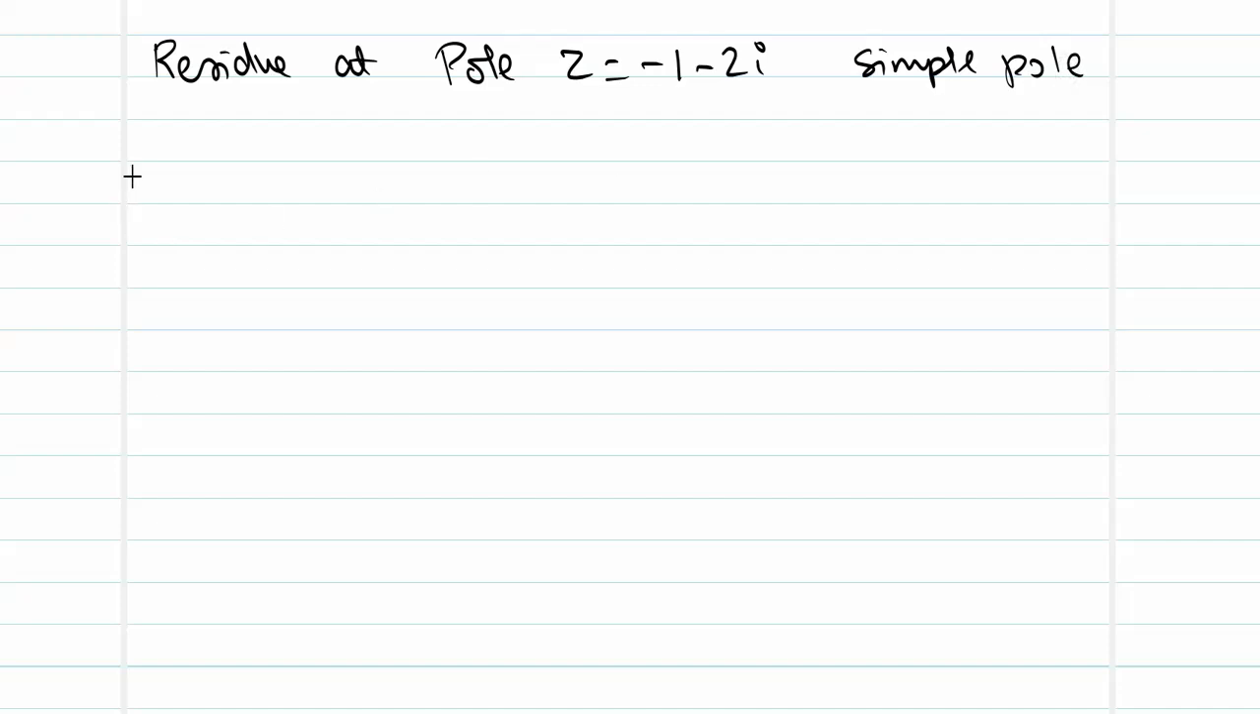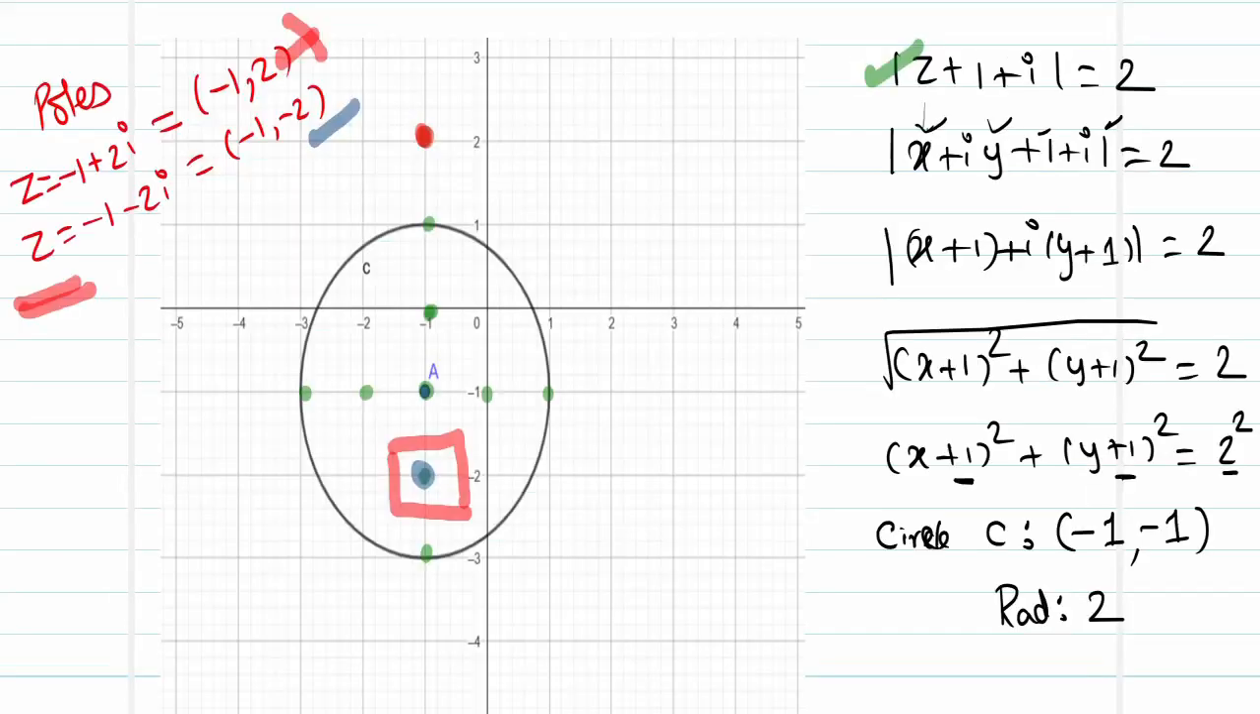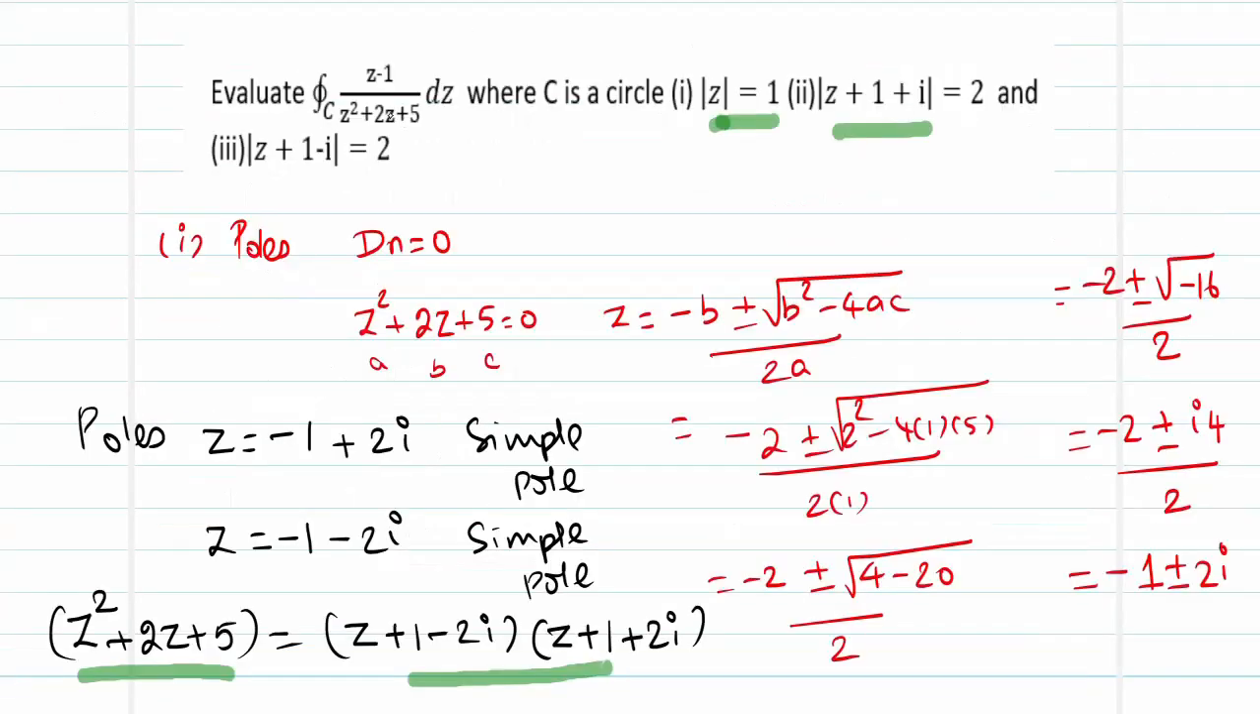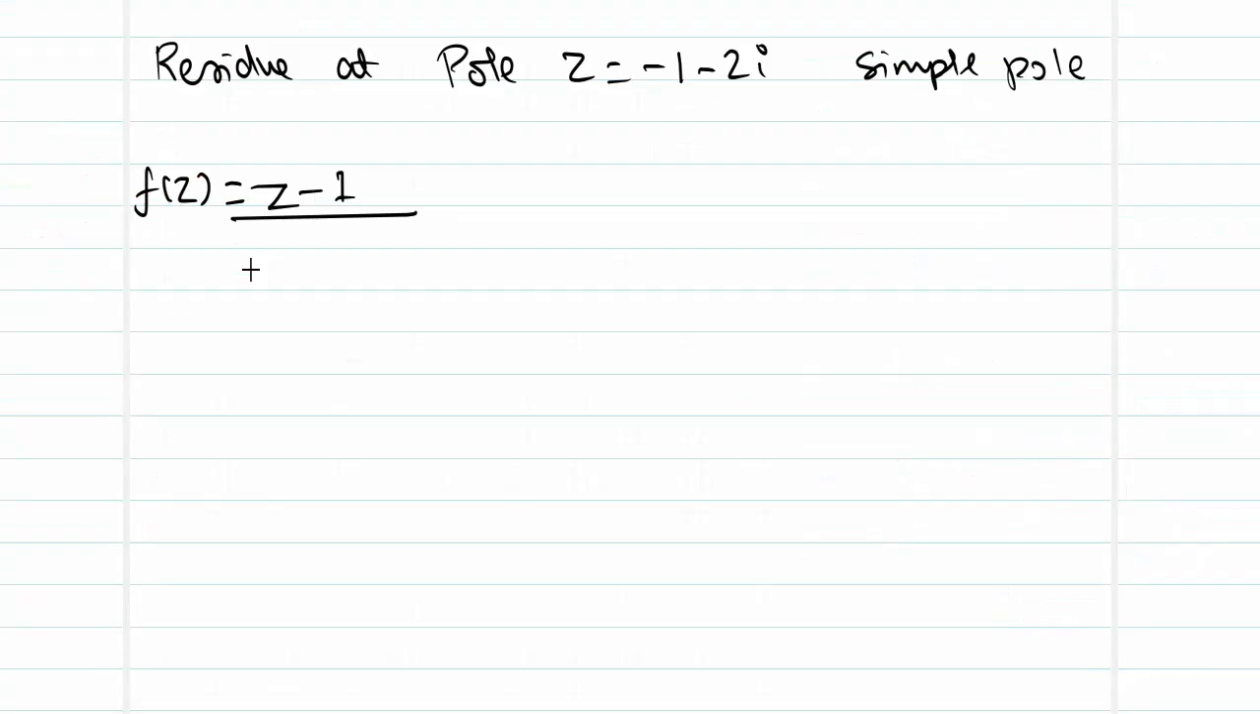Now we will first copy paste our function f of z, which is given by z minus 1 divided by what we have done to the denominator. The denominator has now been transformed into a product of the factors in terms of the pole. So I will copy paste this as z minus 1 plus 2i into z minus 1 minus 2i. This is the value of my function. Now I need to find the residue. So the next thing we need to do is recollect the formula for residue at a simple pole.